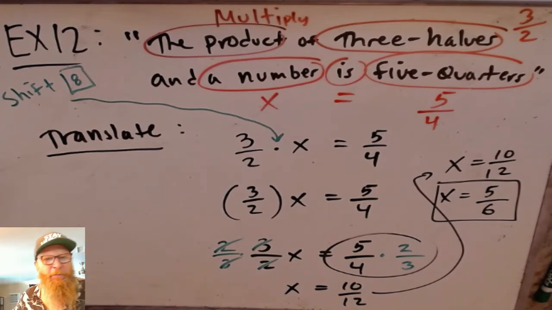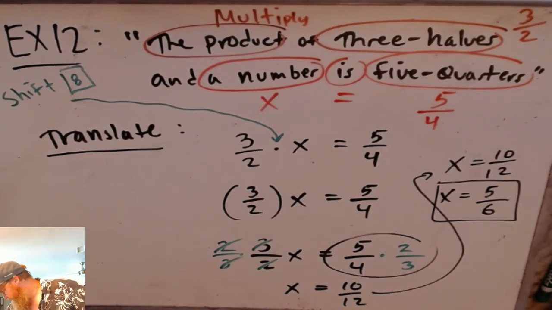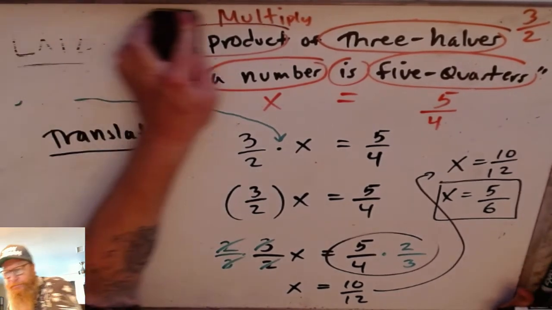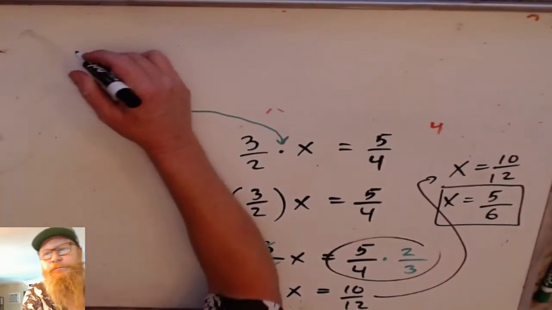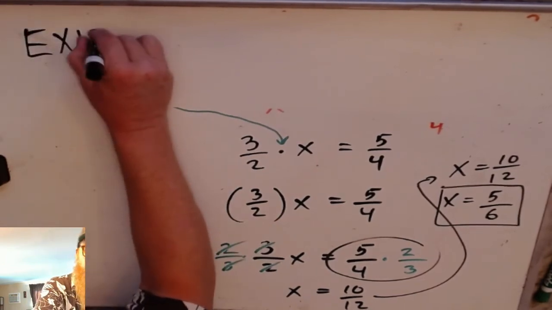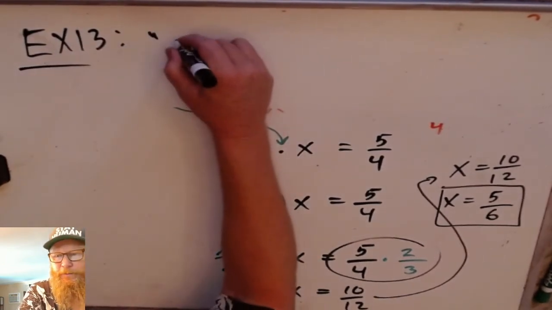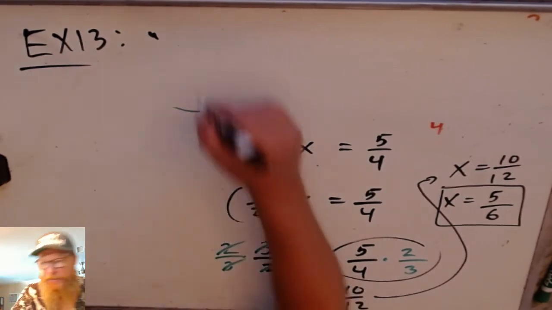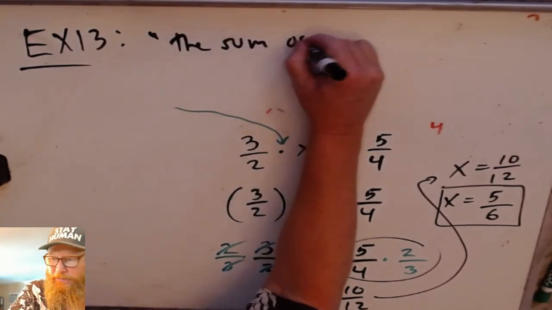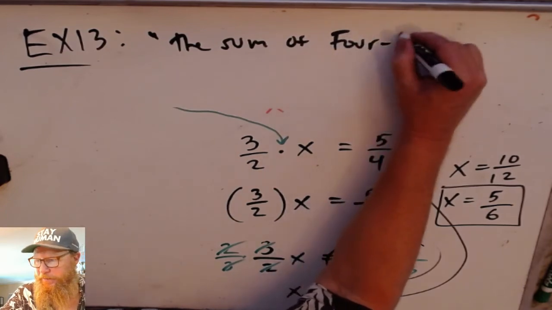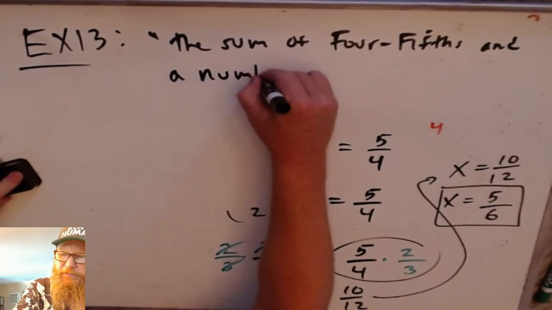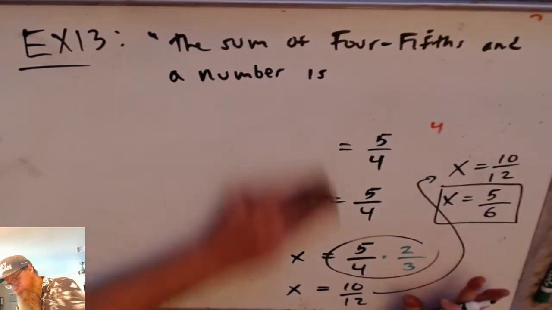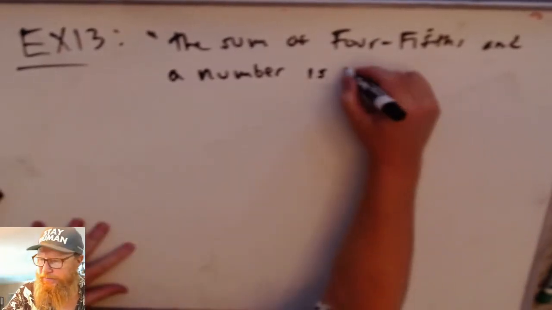All right, so I'm going to do the 4 basic operations: quotient, product, sum, and difference. Subtraction. The sum of 4/5 and a number is 9/10.